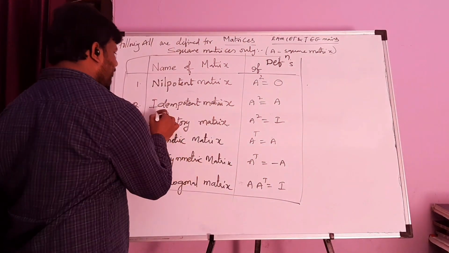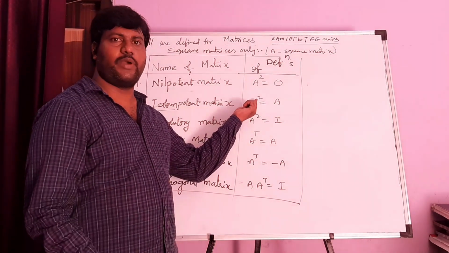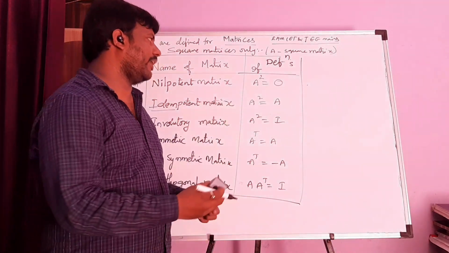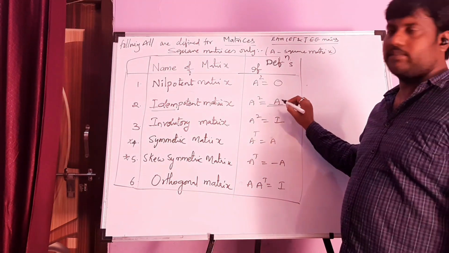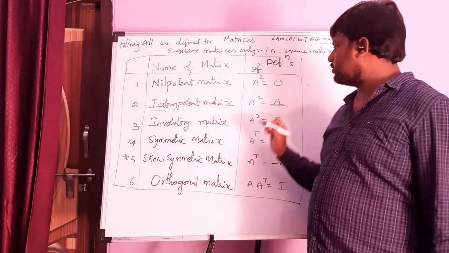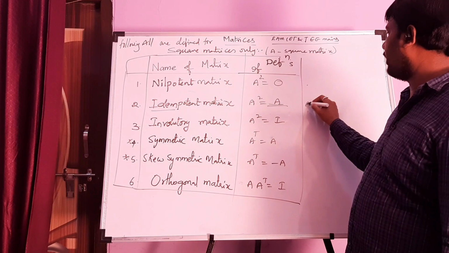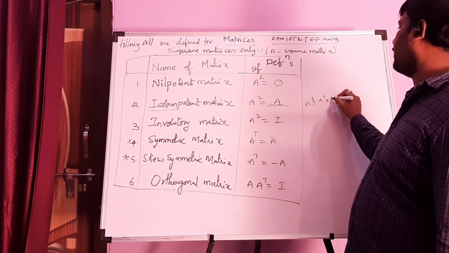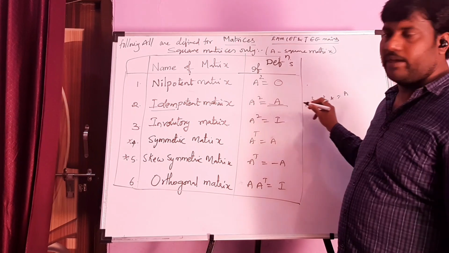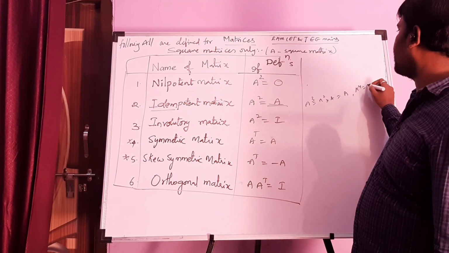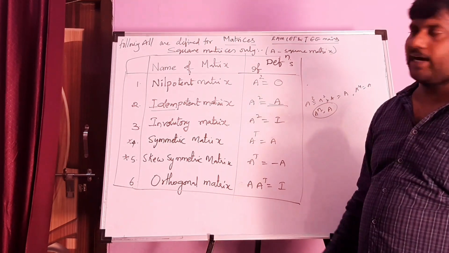Next, idempotent matrix. The name implies idempotent. The matrix A square, meaning the same matrix when you multiply, again you get the same. A square you get A. Such a matrix is called idempotent. This is also very important, very useful in problem solving. A square is equal to A. When you do A cube, also you get A only. If it is an idempotent matrix, not only A square, A cube, A power 4 is A, that means A power n is also A. Okay, this is idempotent matrix.